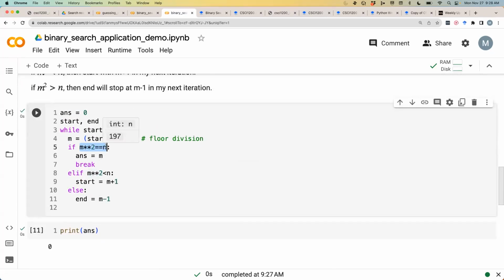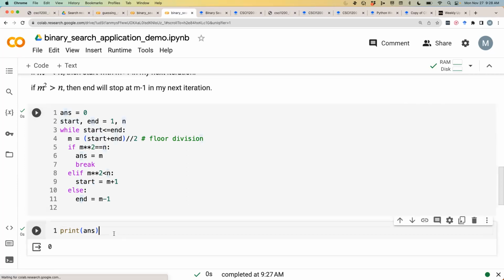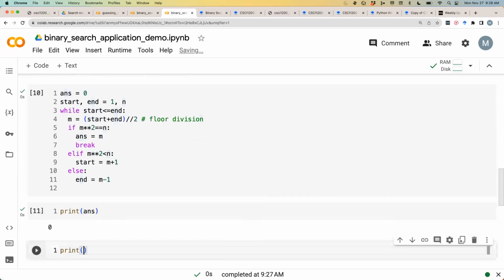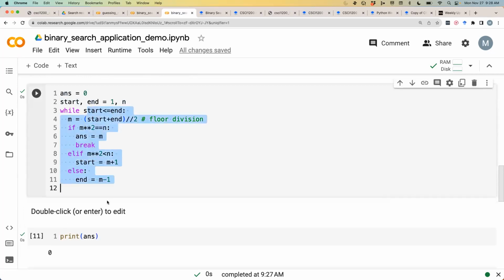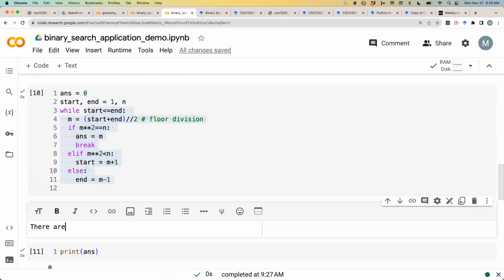That doesn't mean that we don't have a solution here. It just means that the solution is in start and end. So let's check what start and end are. Let's print start and print end. Very important, there are two ways to stop this iteration.